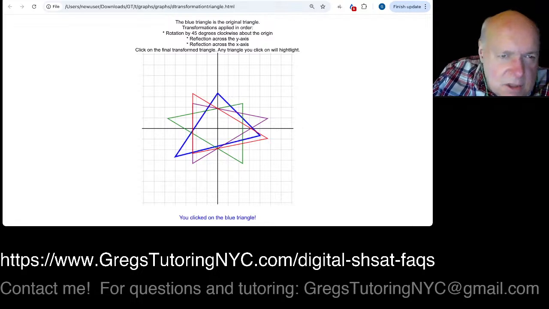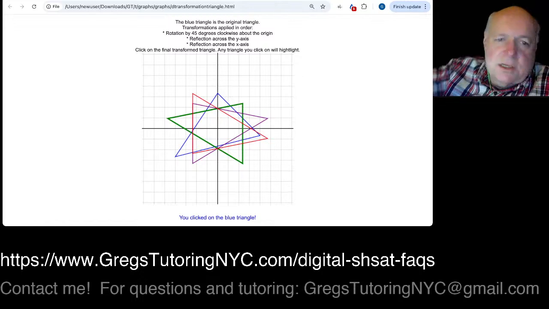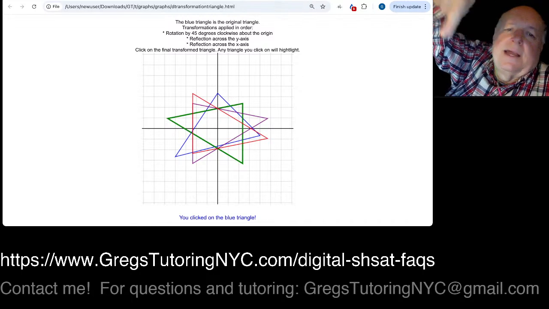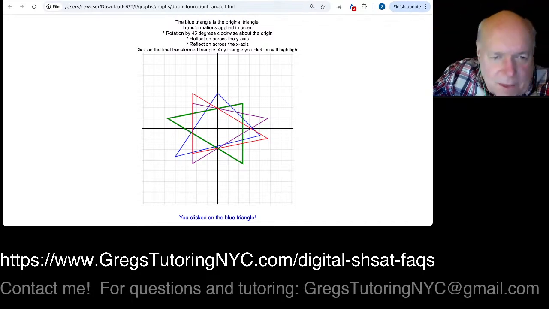It says rotate by 45 degrees. So you have to figure out which one does that. Oh, it looks like the green. So let me deselect the blue. So I'm at the green now. The next step is reflection across the y-axis. So we're basically taking that and spinning it around as if the y-axis was a pole, all right? Once we do that, we realize, oh, that's the purple one there.